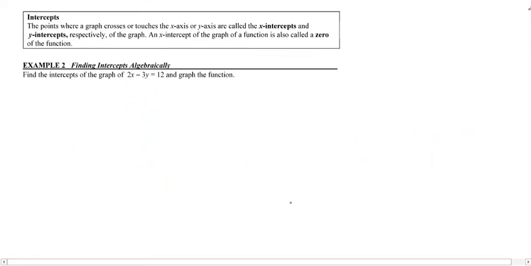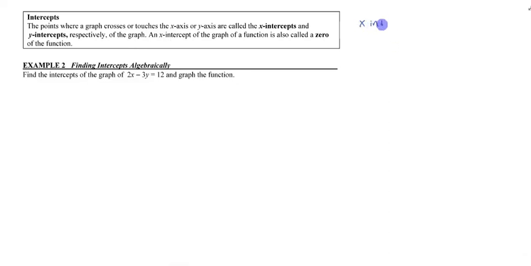Intercepts are points where the graph crosses or touches the x-axis or the y-axis. We call them x-intercepts and y-intercepts respectively. And an x-intercept of the graph of the function is also called a zero of the function. We'll get into that more later on in the course. But let's first talk about the x-intercepts and y-intercepts.